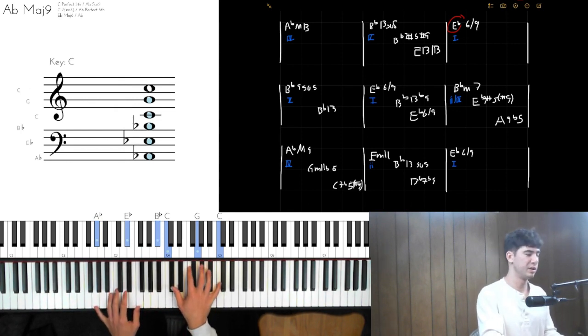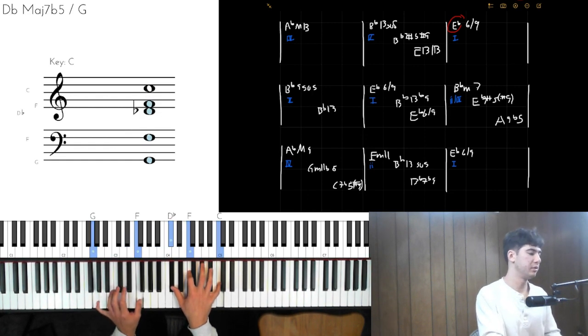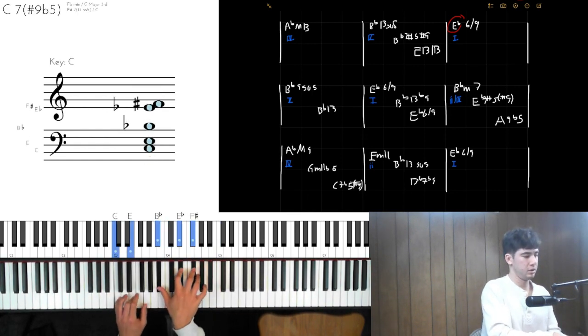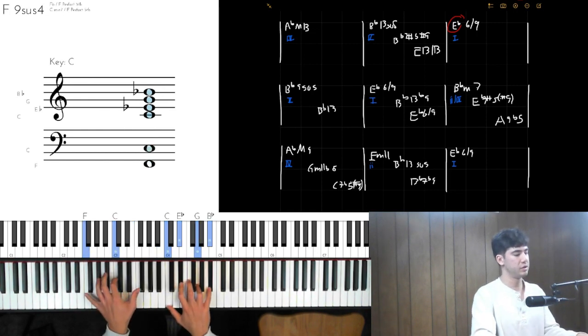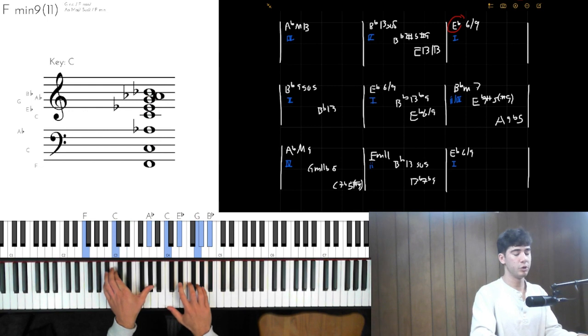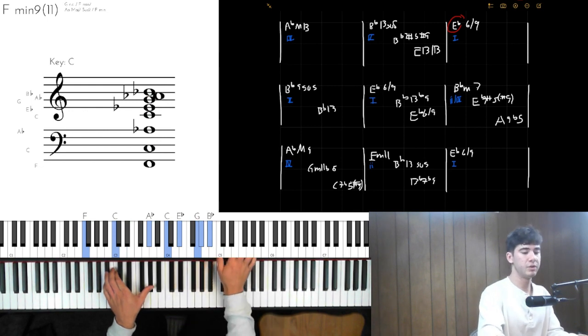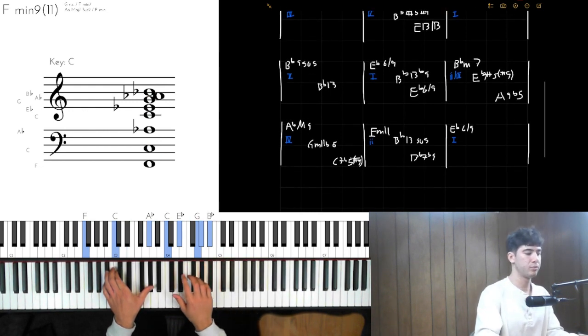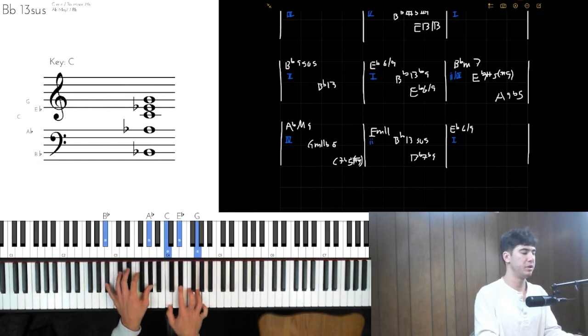We're going to go to a G minor 11 flat 5, C7 flat 5 sharp 9, 5 chord. That resolves. Alright. We're going to add a 5 because that's going to resolve us to our 1 chord. B flat 13 sus.